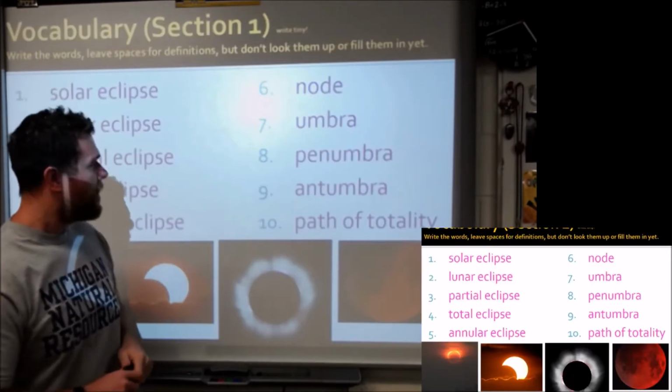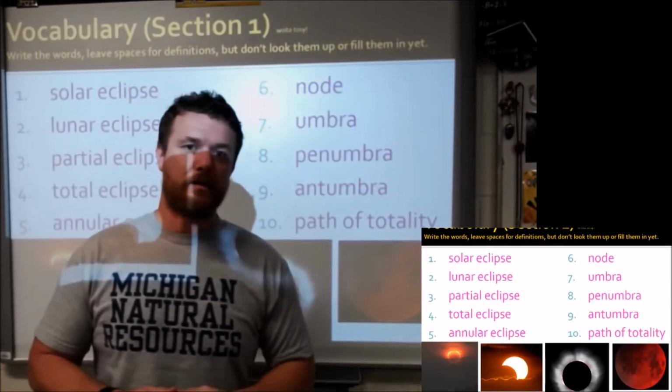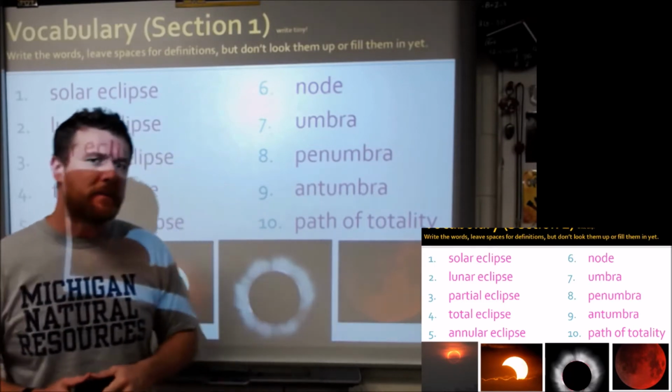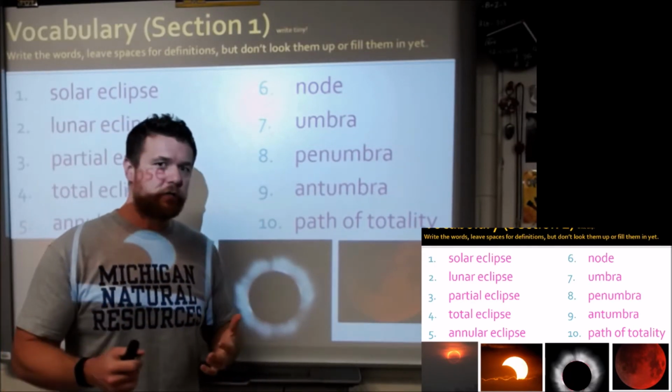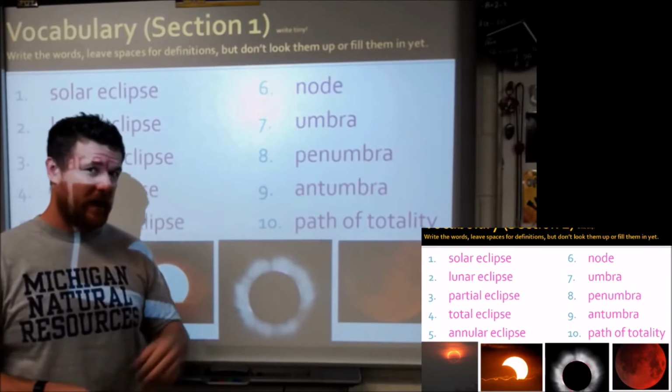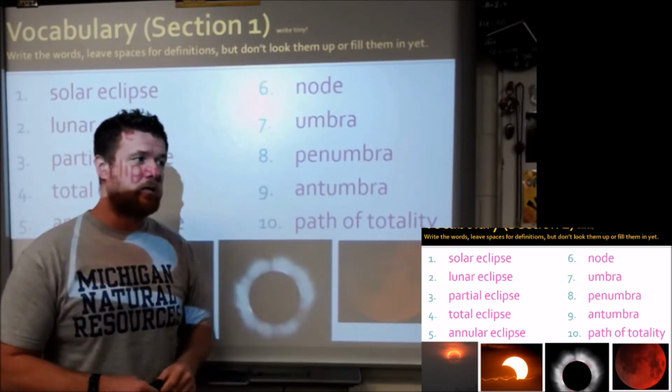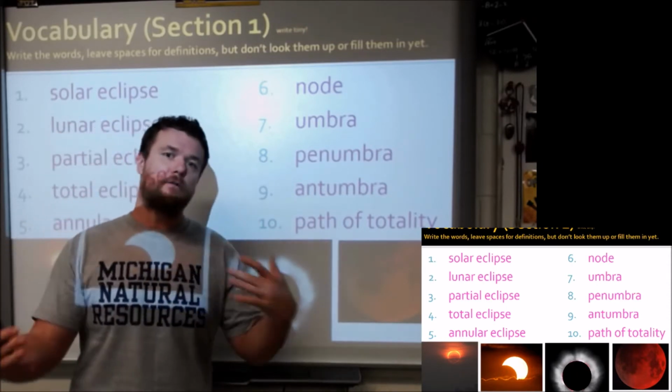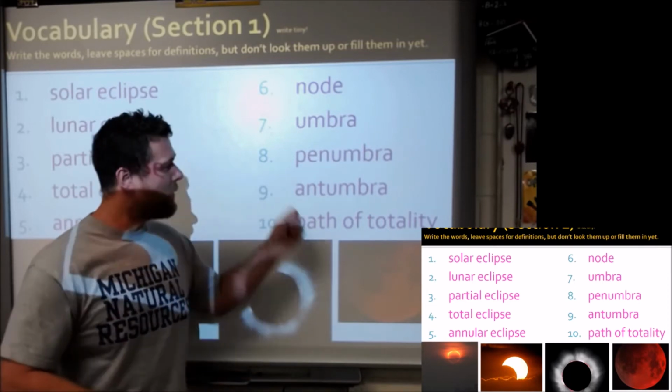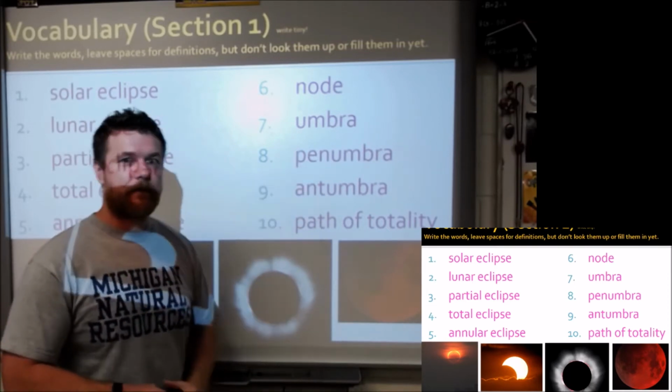Section 1 is going to be a couple of vocab words. Words that you've probably never seen before. So I want you to write these words down and leave a blank space in between each one of these words. And as I go through talking about eclipses, I want you to write down what the definition is.